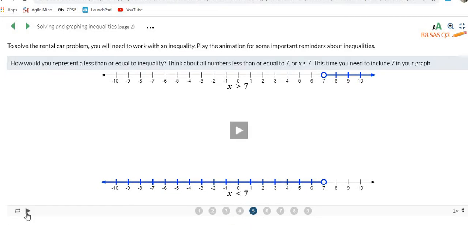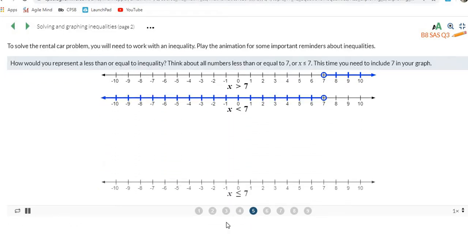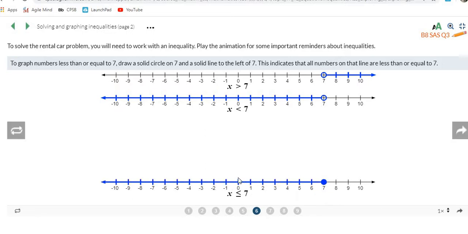Okay, looking at another one. This time we have x less than or equal to 7. What's going to be different with this graph? It's going to be a shaded circle, shaded to the right or to the left? To the left. So, closed circle on 7, shaded to the left. Well, is 0 less than or equal to 7? Yes. That's why it's shaded. Is 10 less than or equal to 7? No. Is 7 less than or equal to 7? Yes. So that's why it's filled in this time.